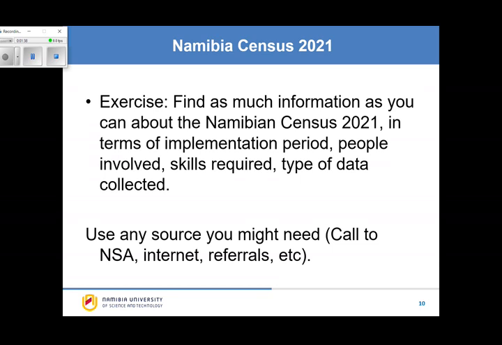And for this purpose, you should use any means that you might have available to collect data. You might maybe know someone in NSA, call NSA, check on the internet, etc. Okay, you can do this exercise as a group.